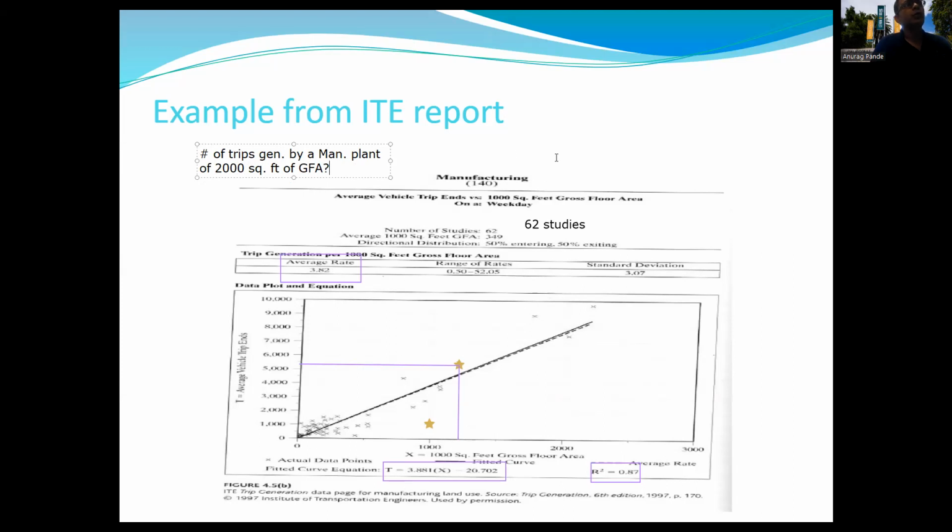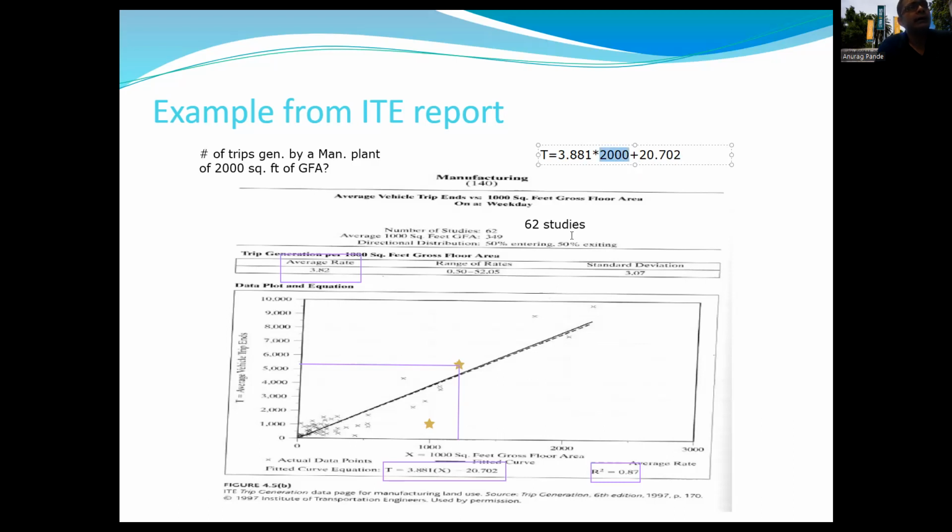So the total number of trips, T, will be equal to 3.881 times X times 2,000 plus 20.702. Okay, here is a problem though. I have made a big mistake here. This 2,000 is actually not correct.